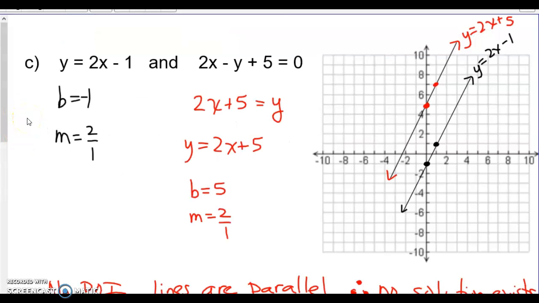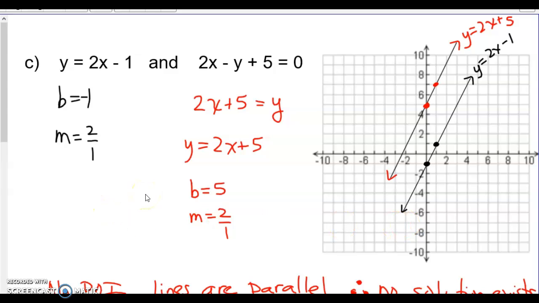Example C. So my first equation is presented in slope-intercept form. So I'm going to go ahead and start with my y-intercept is negative 1. There it is. My slope is positive 2. As a fraction, that's 2 over 1. So from this point, I will rise 2, run 1, draw my line.